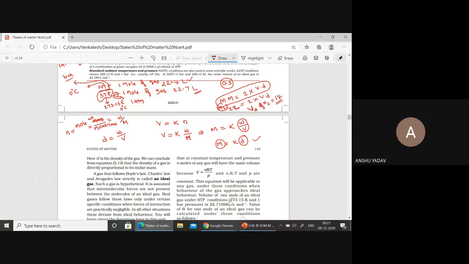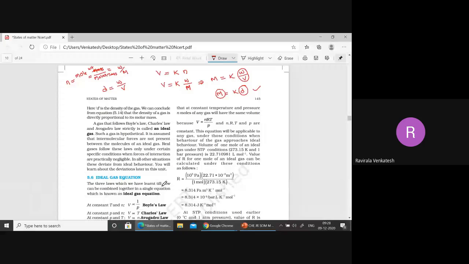Right. So this formula is useful for calculating the molar mass. If they give the vapor density of any molecule, you can calculate the molar mass. Understood here? Vapor density is always half of the molar mass. Understood? Right.